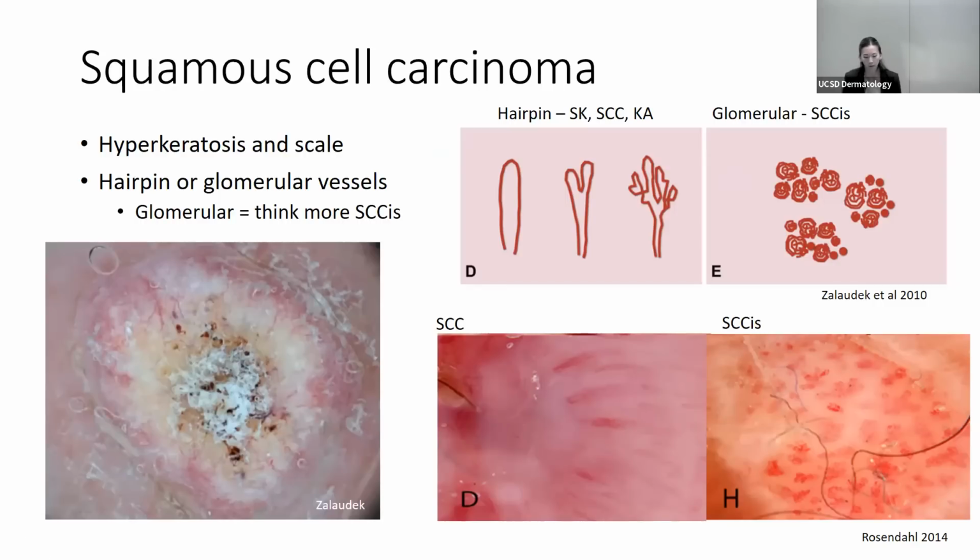If you see glomerular vessels, that is usually a clue that you're dealing with the in situ subtype. So glomerular vessels are just really tightly coiled vessels, and you can see a nice example of that here.